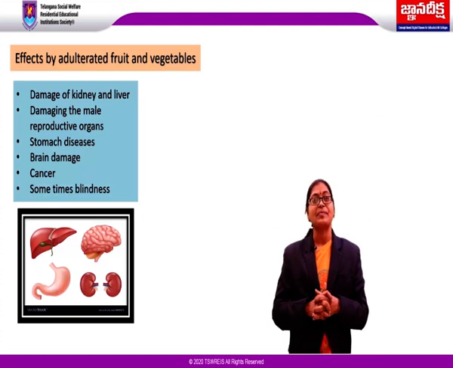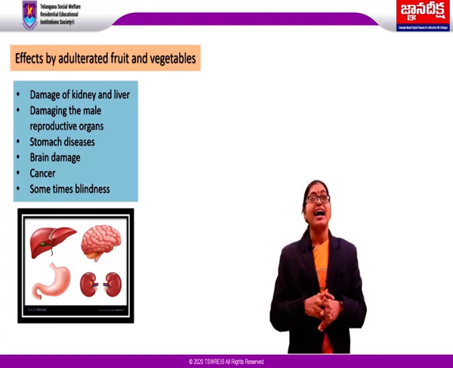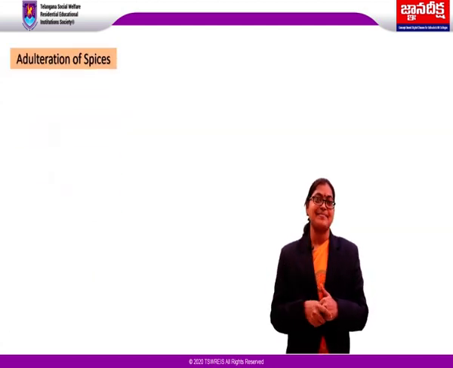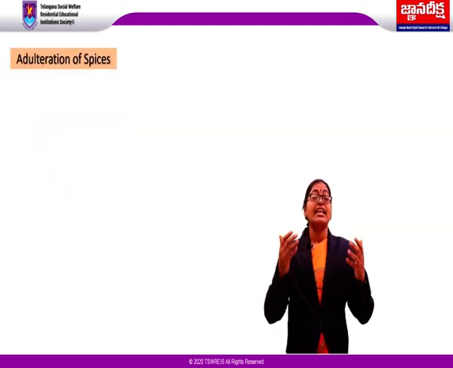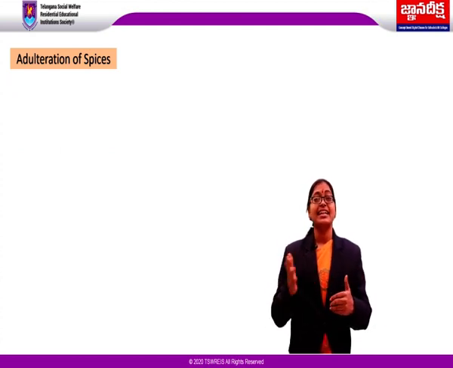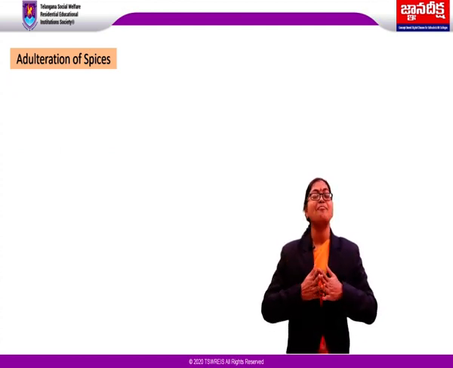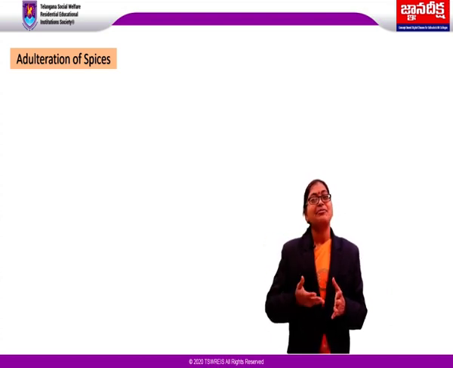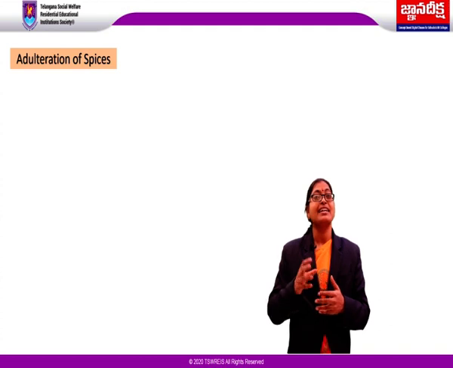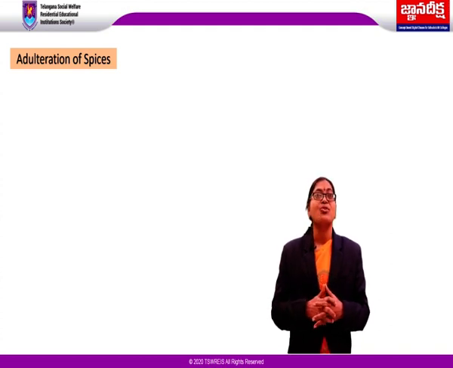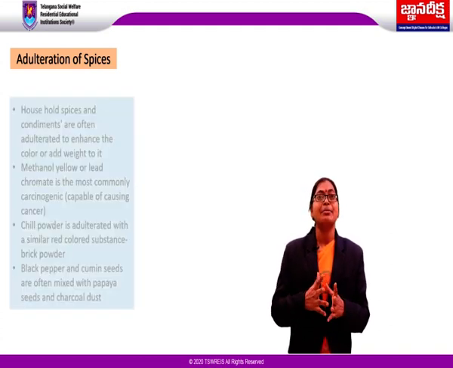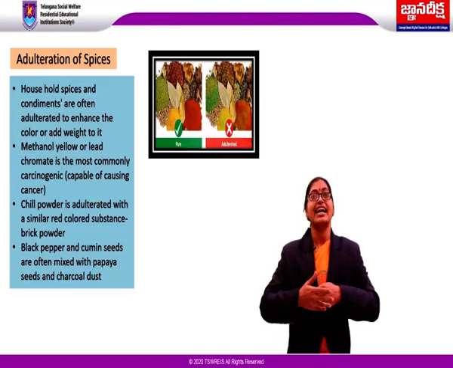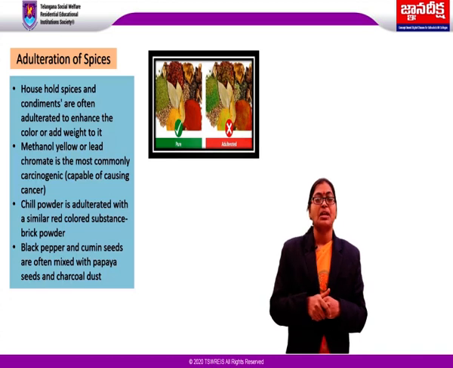Now children, we are going to see another type of adulteration, adulteration of spices. So, in our Indian tradition, in our India, spices play a very important role because for our yummy biryani and some other festivals we are going to prepare spicy food. Household spices and condiments are often adulterated to enhance the color and add weight to it.